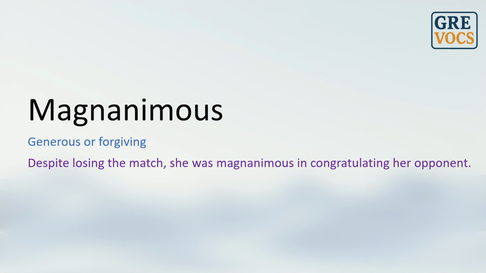Our fifth and final word is magnanimous. It's an adjective, and it describes someone who is generous, kind, and forgiving, especially towards someone they've beaten or someone less powerful than them. Picture a champion athlete who, after winning a big match, takes the time to praise their opponent's effort. That's being magnanimous.